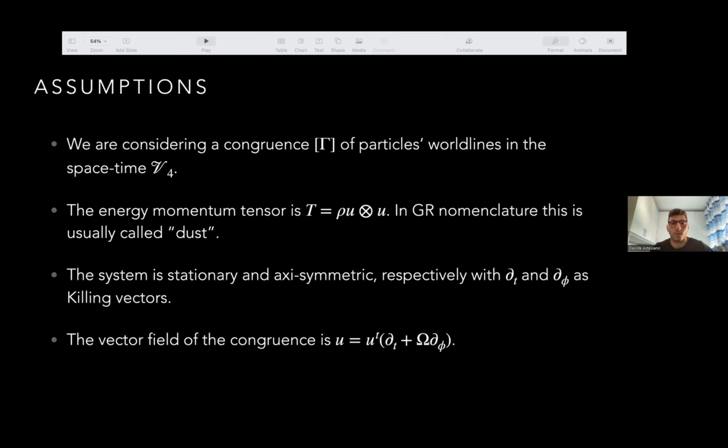So we are going to consider a congruence of particles in the spacetime. I'm going to give you on one side the mathematics and on the other side the physics. So the energy-momentum tensor is for dust. Dust, I mean in GR nomenclature, and the system is again stationary and axisymmetric. So we have these two Killing vectors, and as already pointed out before, we wrote the four-velocity of the dust in this way, so we can have circular orbits.